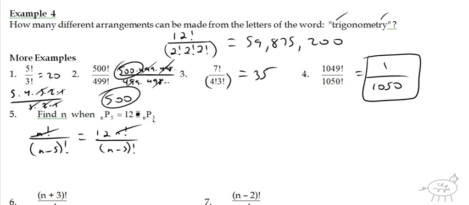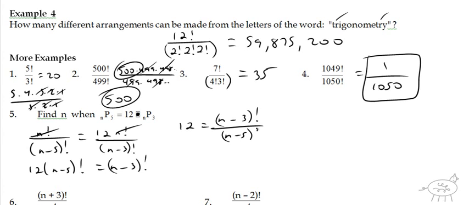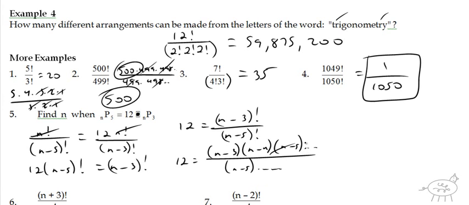And so now if I cross multiply, I get 12 times n minus 5 factorial equals n minus 3 factorial. Then let's get the 12 by itself. So I get 12 equals n minus 3 factorial over n minus 5 factorial. Remember, n minus 3 factorial is n minus 3, don't forget the first one, then n minus 4, then n minus 5, and you keep going. And n minus 5 factorial is n minus 5, n minus 6, so that keeps going down. So everything cancels except for n minus 3 and n minus 4.